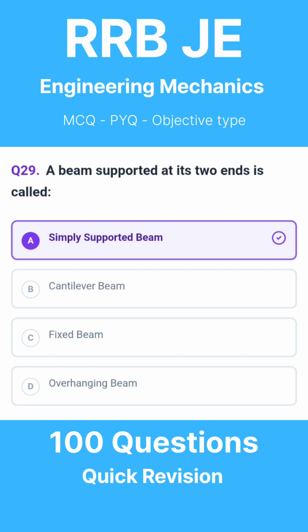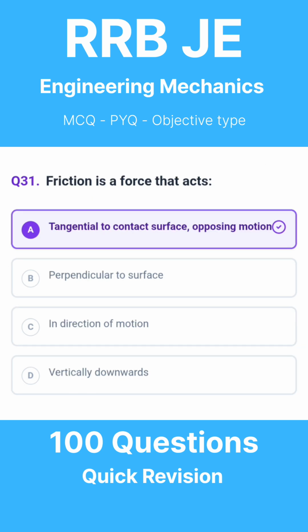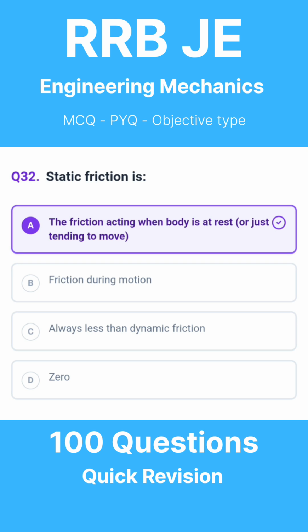Question 29. A beam supported at its 2 ends is called. The correct answer is simply supported beam. Question 30. A beam fixed at one end and free at the other is called. The correct answer is cantilever beam. Question 31. Friction is a force that acts. The correct answer is tangential to contact surface, opposing motion. Question 32. Static friction is. The correct answer is the friction acting when body is at rest or just tending to move.